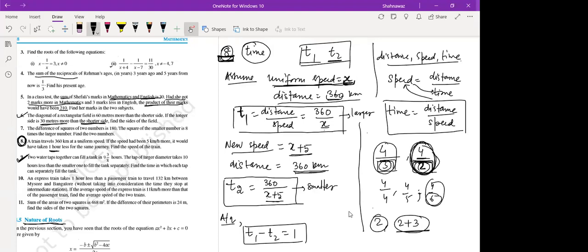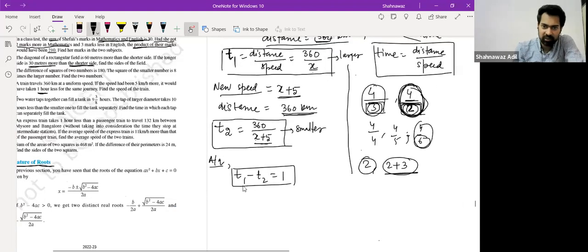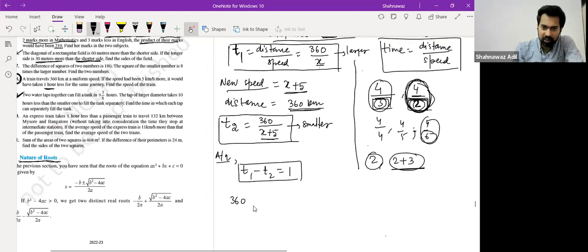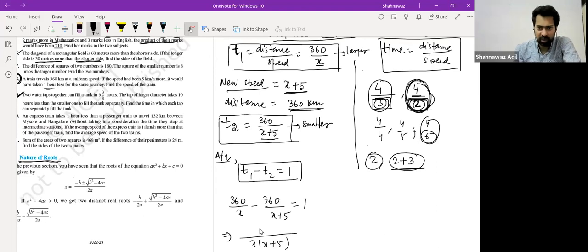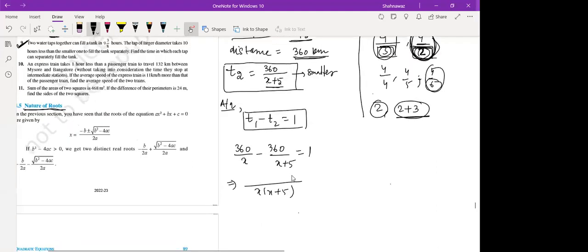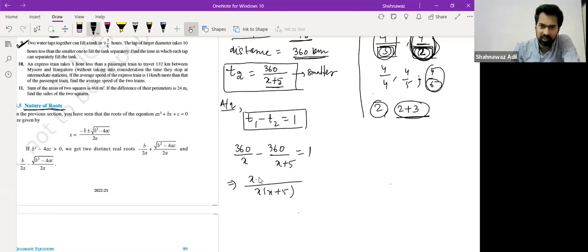So what is T1? T1 is 360 by x, and T2 is 360 by x plus 5. This equals 1. So you take the LCM. I will stop at the equation part only. You solve the question. So this is x plus 5 into 360, minus 360x.